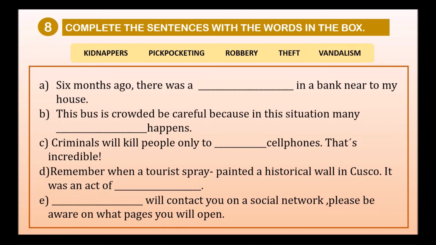Option A. Six months ago, there was a robbery in a bank near to my house. Option B. This bus is crowded. Be careful because in these situations, many pickpocketing happens. Option C. Criminals will kill people only to theft cell phones.